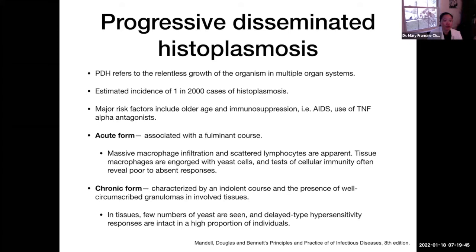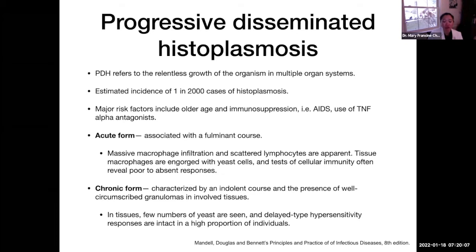So your acute form, as the name implies, is associated with a fulminant course. So you have massive macrophage infiltration and scattered lymphocytes. Tissue macrophages are engorged with these cells. And when you test your patient for cellular immunity, often they will reveal poor to absent responses.